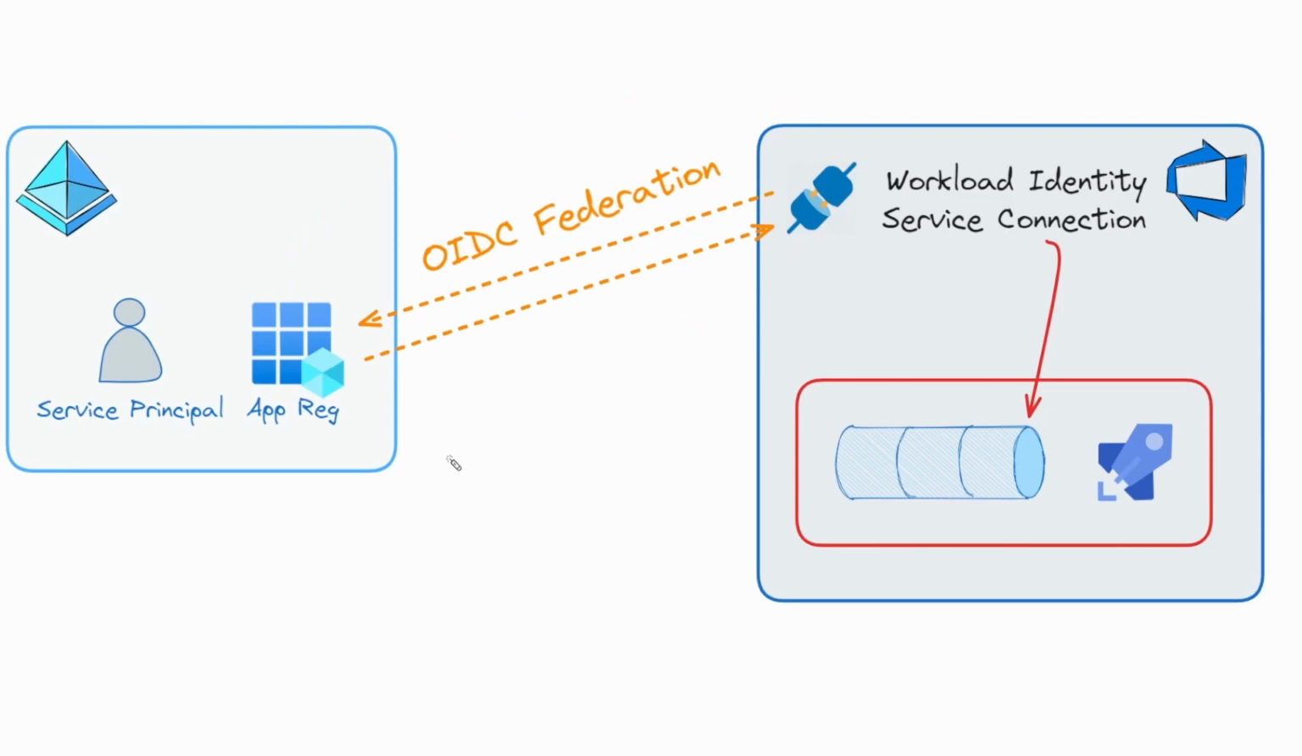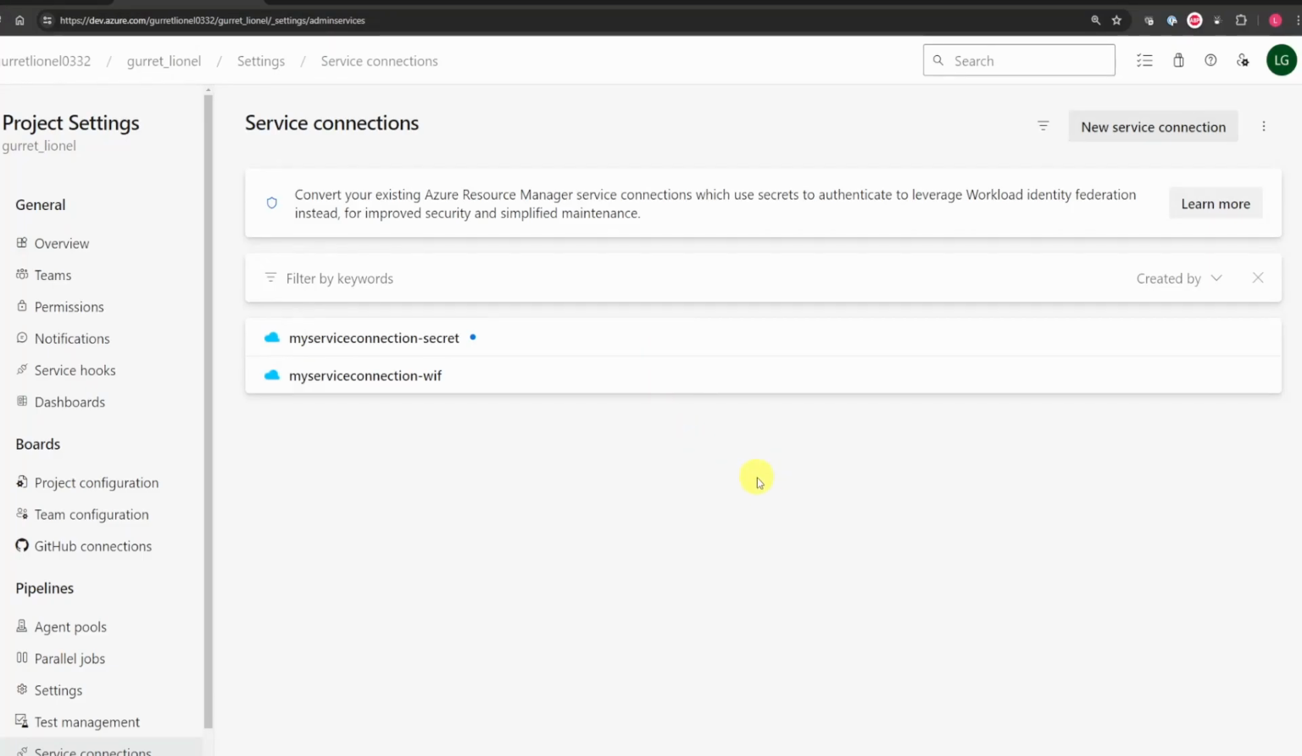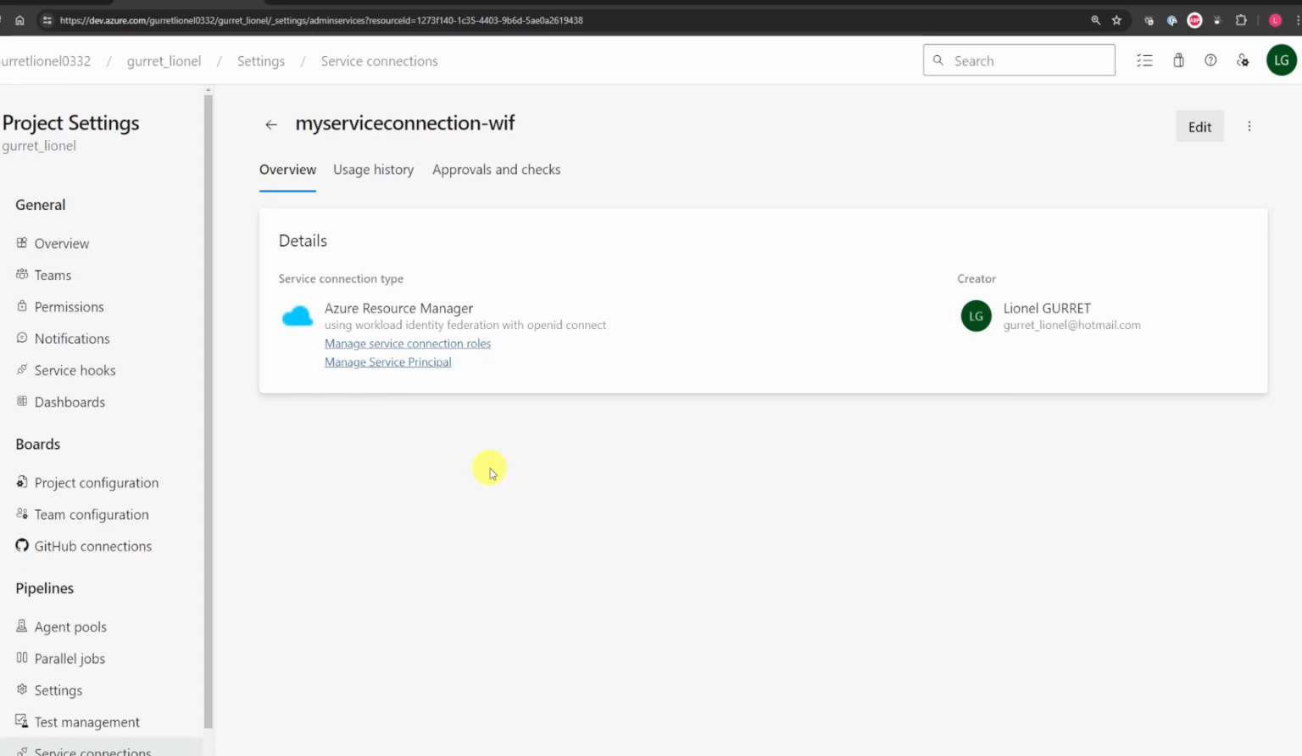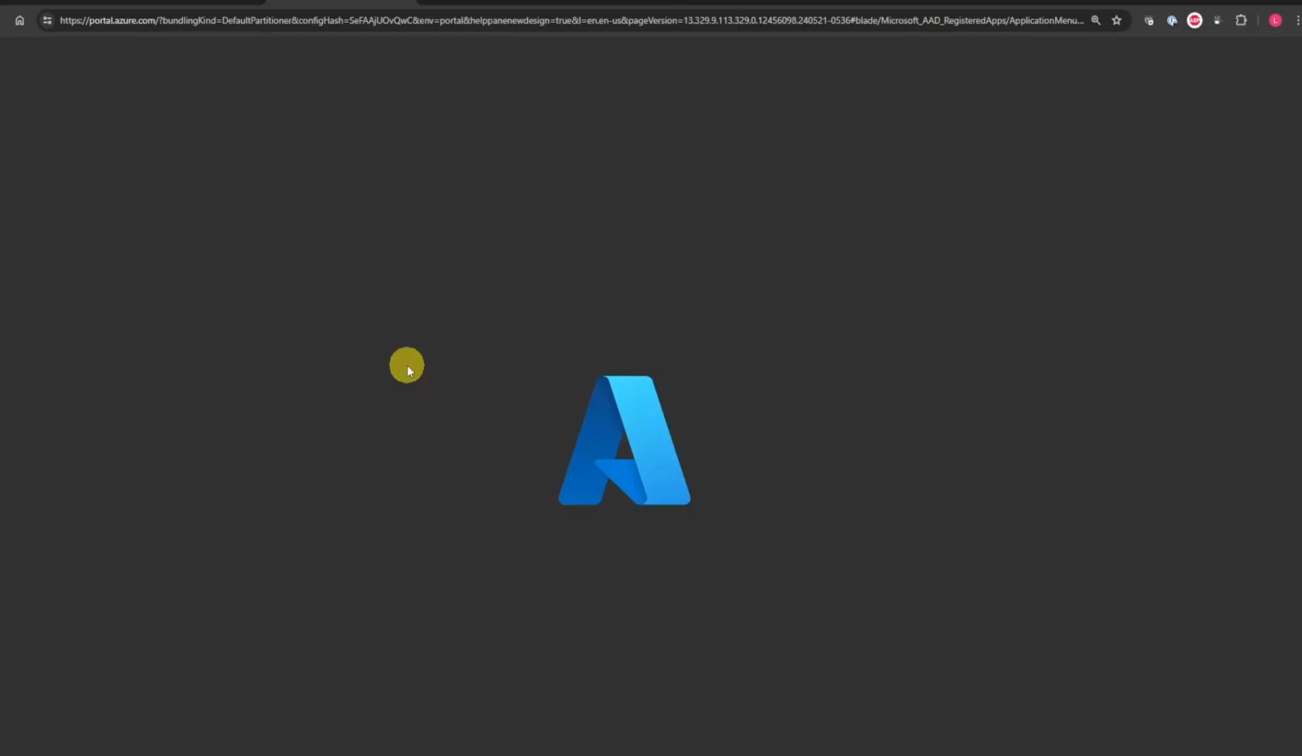When we create the service connection, an app registration and a service principal are created on the Azure side, and the link is established between Entra and Azure DevOps. If we go back to my Azure DevOps account and look at my Workload Identity Federation service connection, we can directly see how the created service principal is configured by clicking on this link.